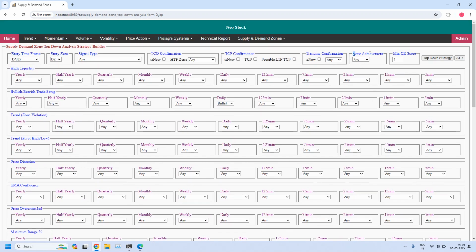And the second filter, zone achievement. So I am selecting the value VOZ, violated opposing zone. Because our zone achievement should be violated opposing zone. Then only we can confirm the strong institutional order flow will be there in that zone. And the minimum odd enhancer score should be 12. So with these filters, we are generating.